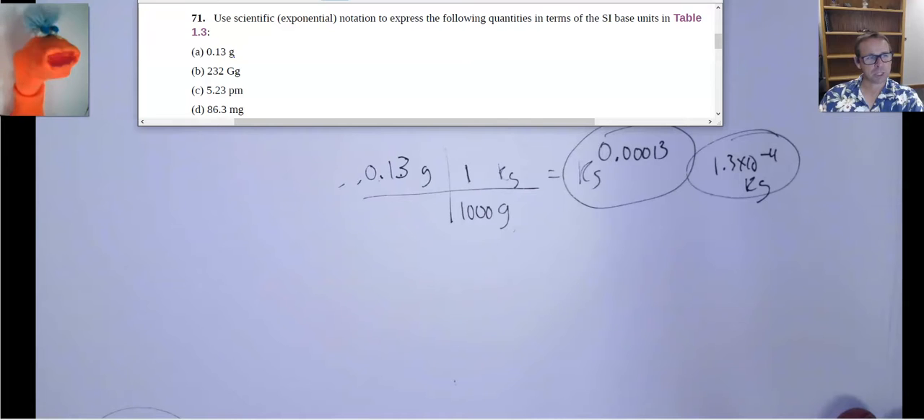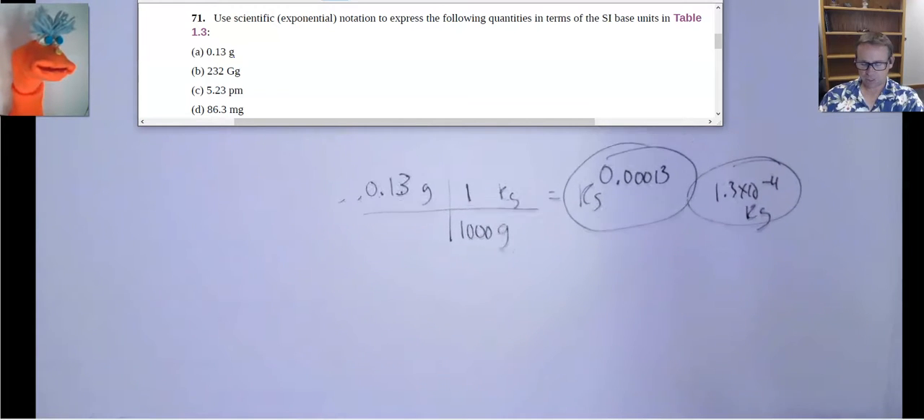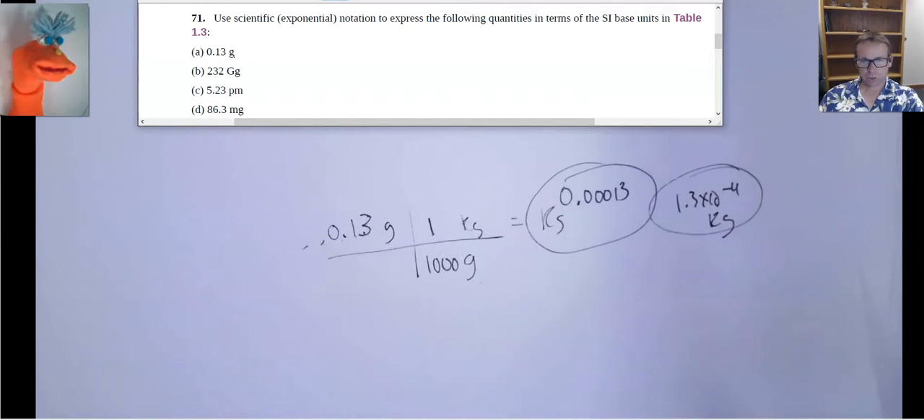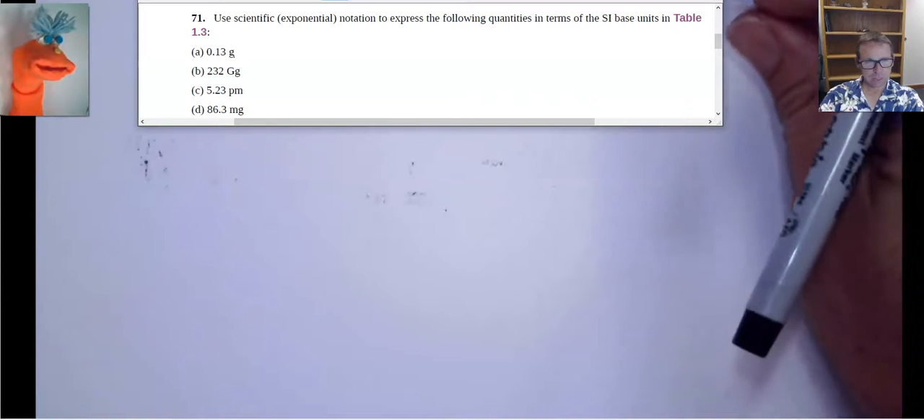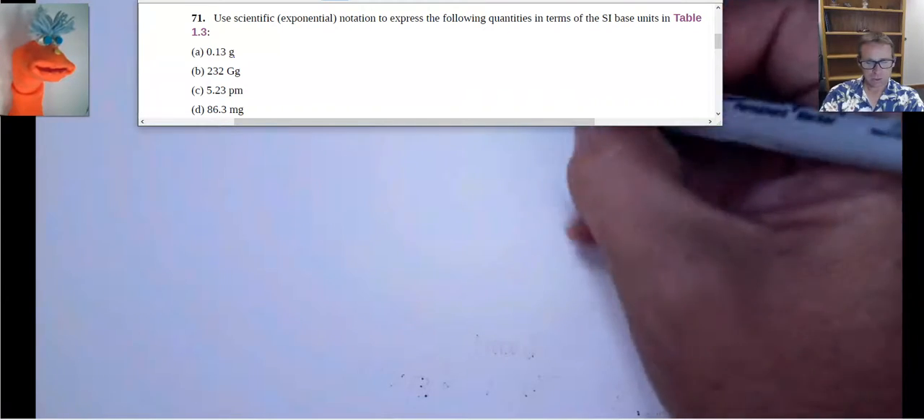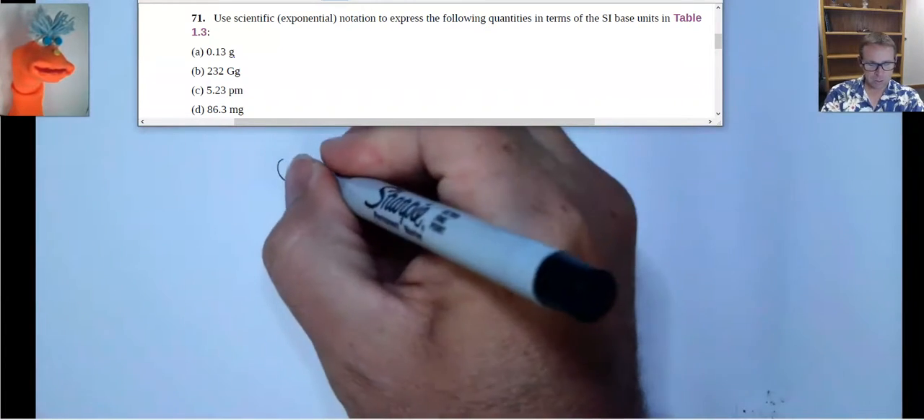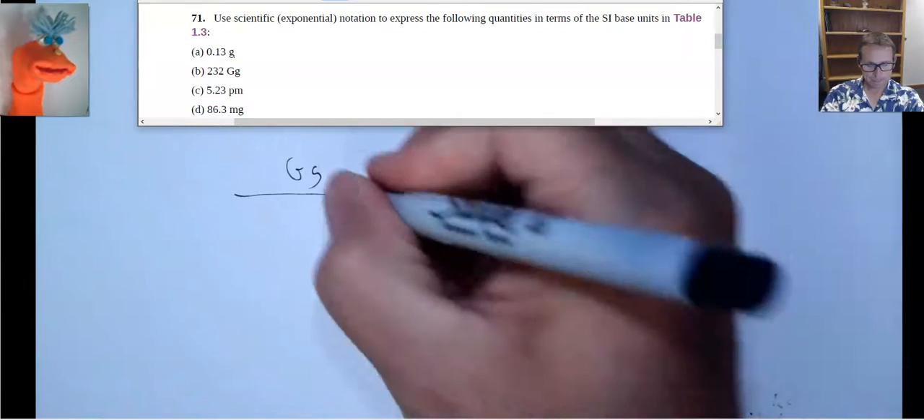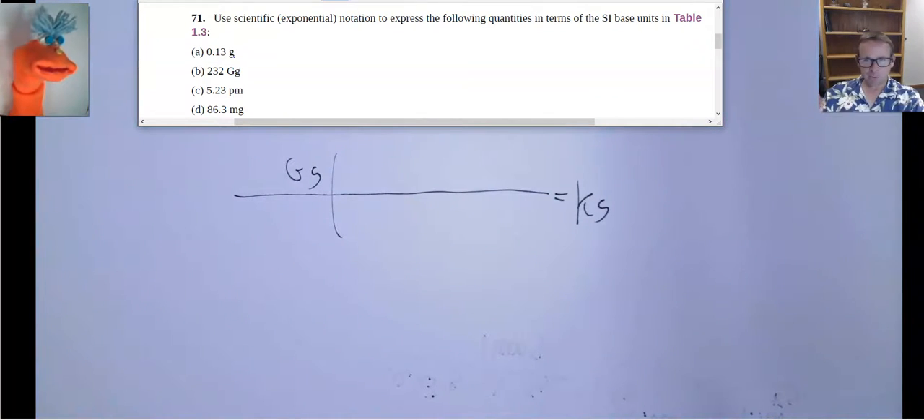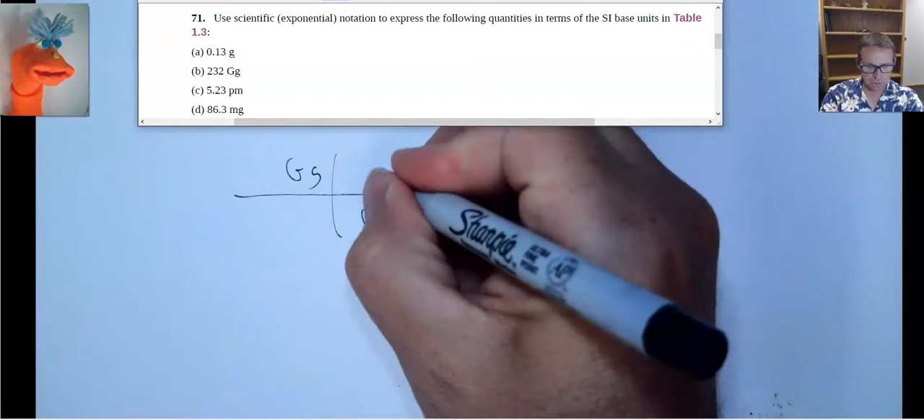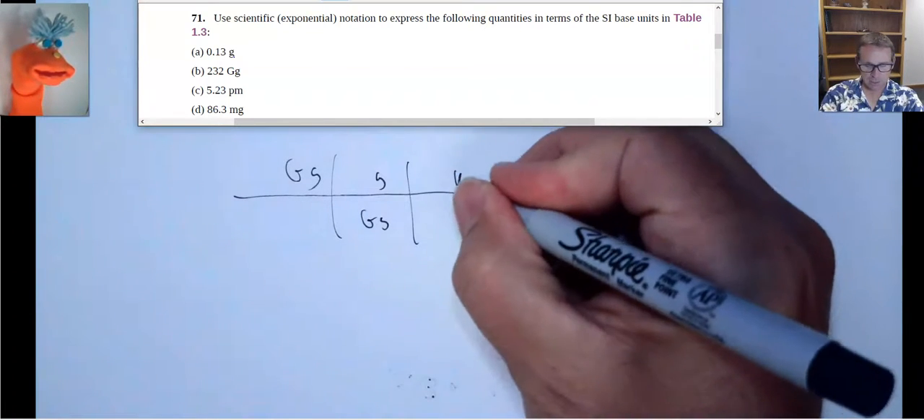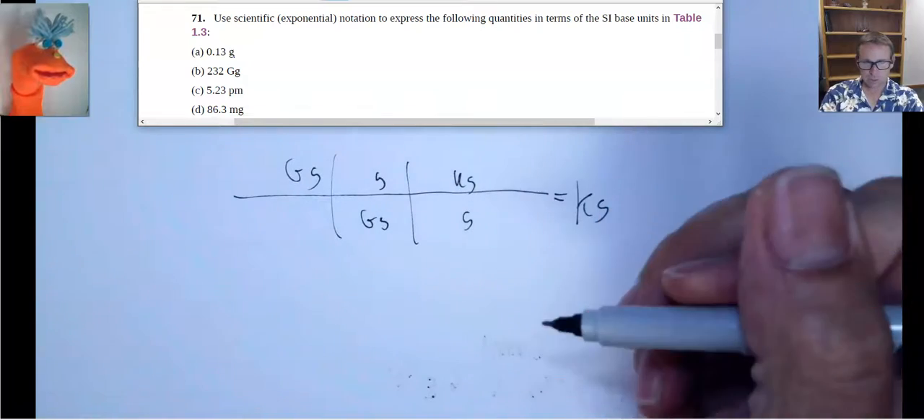What's big G? Giga? That's right, gigagrams. So I have 232 gigagrams, and I want to write that in kilograms. I'm starting with gigagrams. Going from gigagrams to kilograms isn't something that's really firm in my head, right? So instead I just go from gigagrams to grams, and then I can go grams to kilograms. This one's easy and this one's easy.